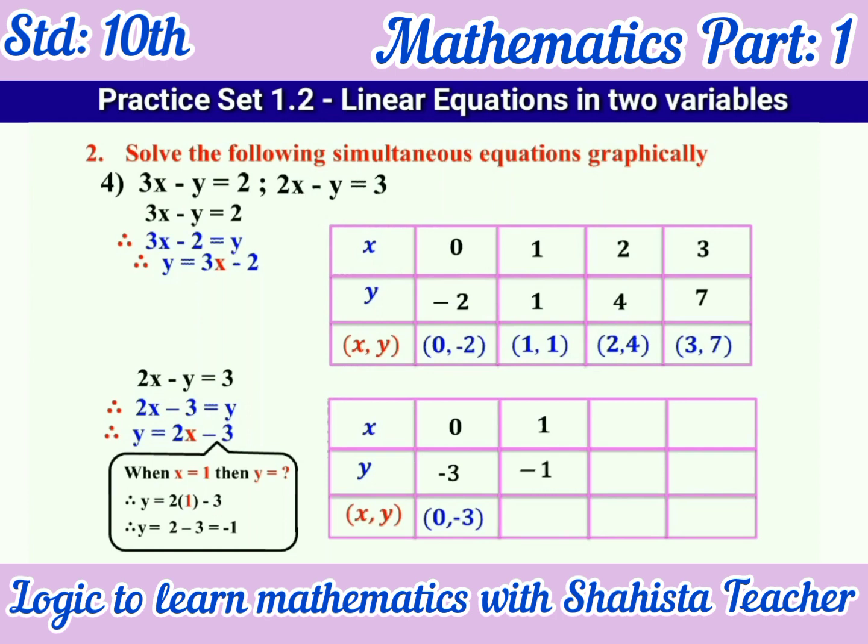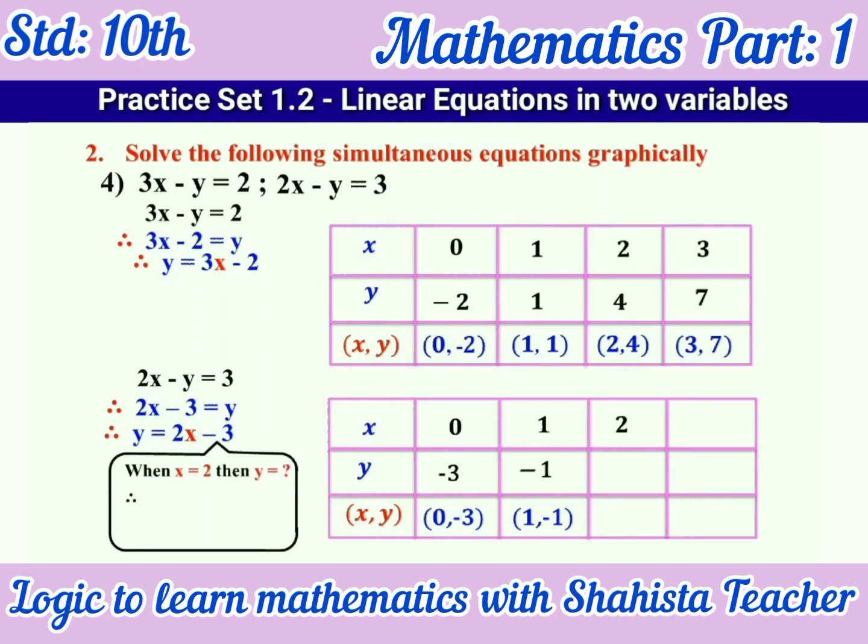So 1, minus 1. In this box we will put 1, minus 1. Now in the third box we will put 2. So x is equal to 2, then y is equal to question mark. Again we are finding the value of y.